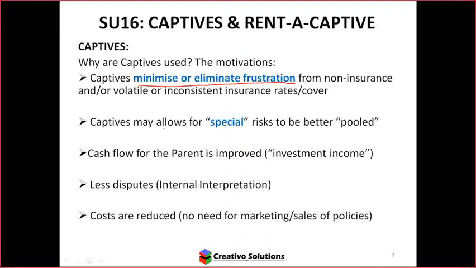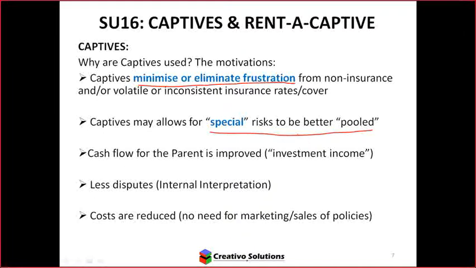Captives may also allow special risks to be pooled. Can I cover risks that aren't insurable if I've got a captive? I think you'll be able to cover everything. Yes, you can. Exactly. So notice, before you might have been too risky, but now you can create your own insurance, in inverted commas. A captive allows you to do that.